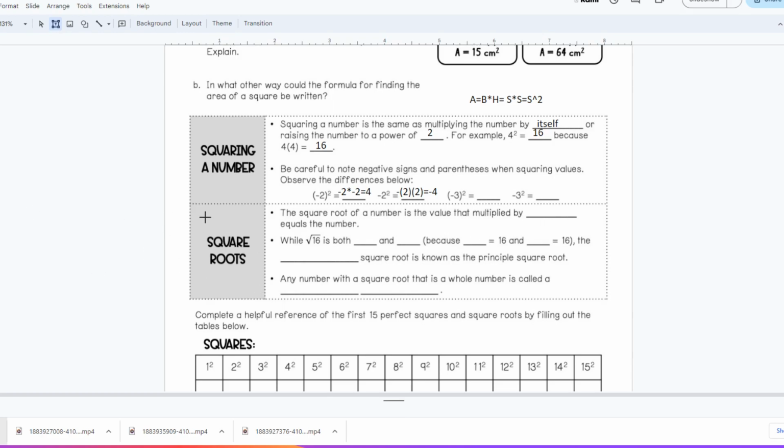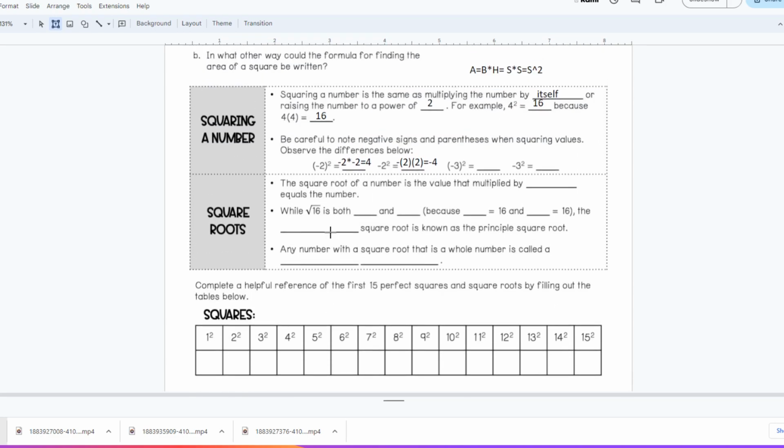Let's talk about the next thing, square roots. Now the square root is basically we're going the opposite direction. So if by finding a square of a number, we're finding the area of a square, square root is we're starting at the area of the square and we're working to one side.